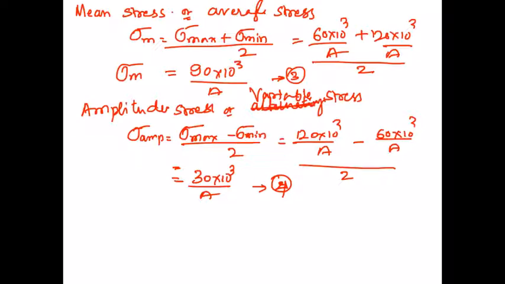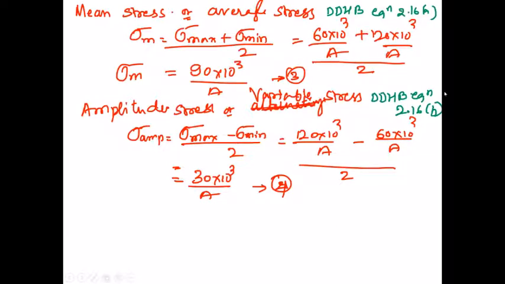So now let us refer to the design data and book to calculate the mean stress or variable stress. You refer to the design data and book, equation number 2.16a. And for this one, you refer to the design data and book, equation number 2.16b. Right. Next.